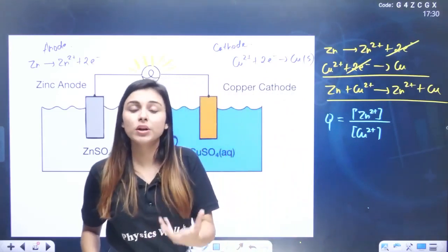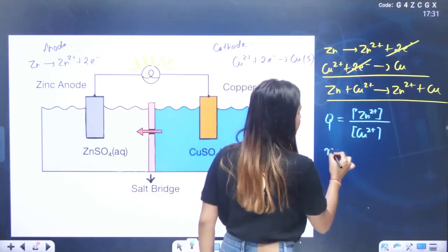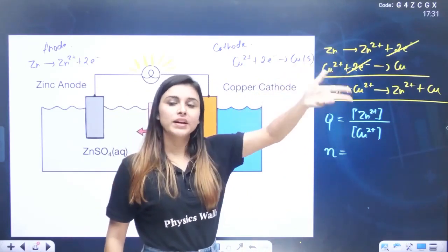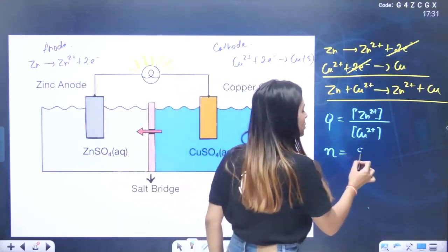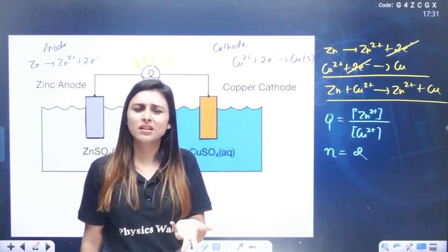If I ask you what is the total moles of electrons exchanged, N. What is N? Ma'am, 2 electrons were exchanged, right? 2 were gained, 2 were lost. So total moles of electrons exchanged were 2. Okay, yes. So now can you write the Nernst equation?